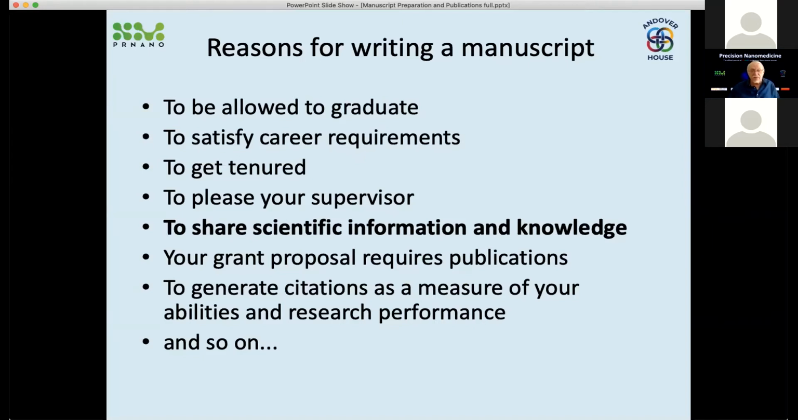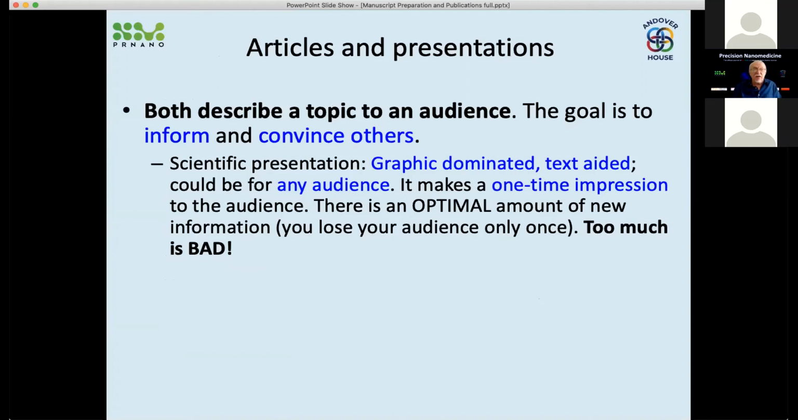Your grant proposals require publications. If faculty are on the line, they know what I'm talking about. To generate citations, so when you are young faculty, there's a measure of your abilities, research performance, and so on. Articles or presentations have many things in common and a few basic important features that are different. A common feature is that both describe a topic to an audience with the goal to inform and convince others.